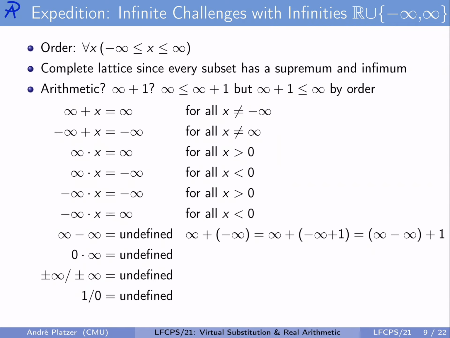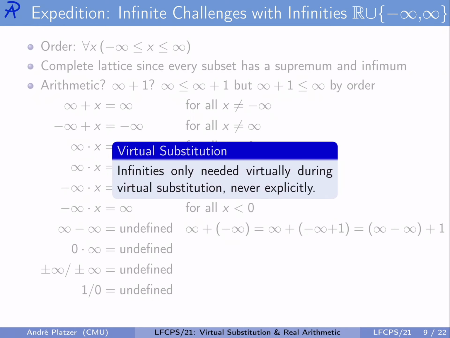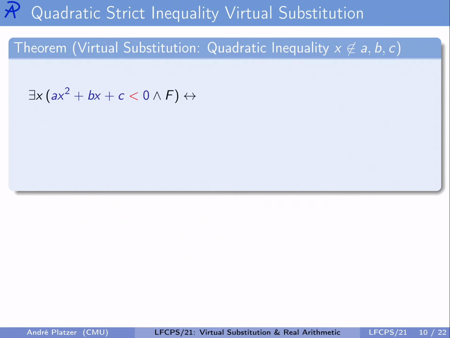So the point is, yes, first the logic of extended reals with plus and minus infinities is possible to define, and some things are sort of easy, but other things become pretty subtle, so it's better to stay clear of that and merely virtually substitute. These infinities are only needed virtually during the virtual substitution, never explicitly, only in our arguments about why it is correct. Never literally when writing anything down.